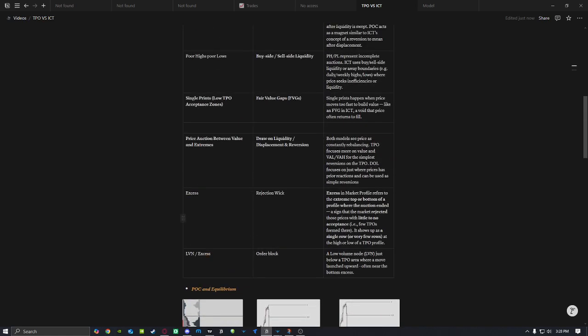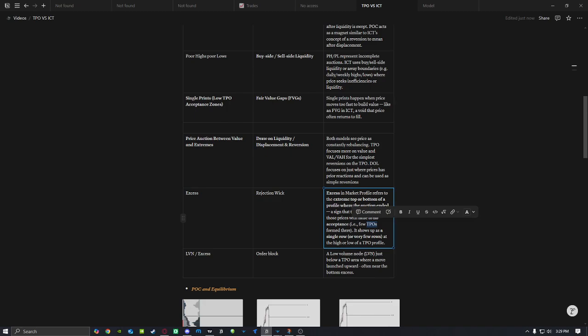So we have excess and rejection block, or rejection wick. Excess in market profile refers to the extreme top or bottom of a profile where the auction ends, or is incomplete. Yeah, I forgot to add that. It is a sign that the market rejected those prices with little to no acceptance. Few TPOs form there, like letters, I mean. It shows up as a single row of letters at a high or low in a TPO profile.